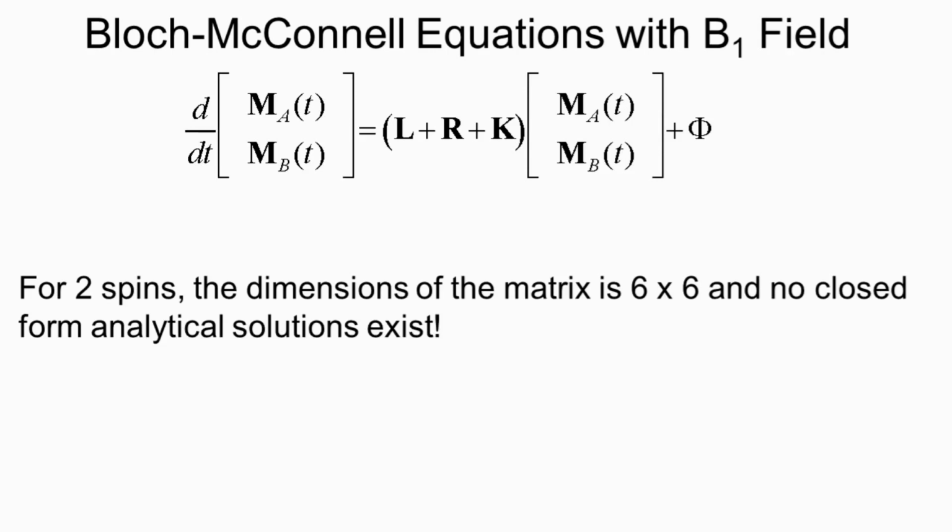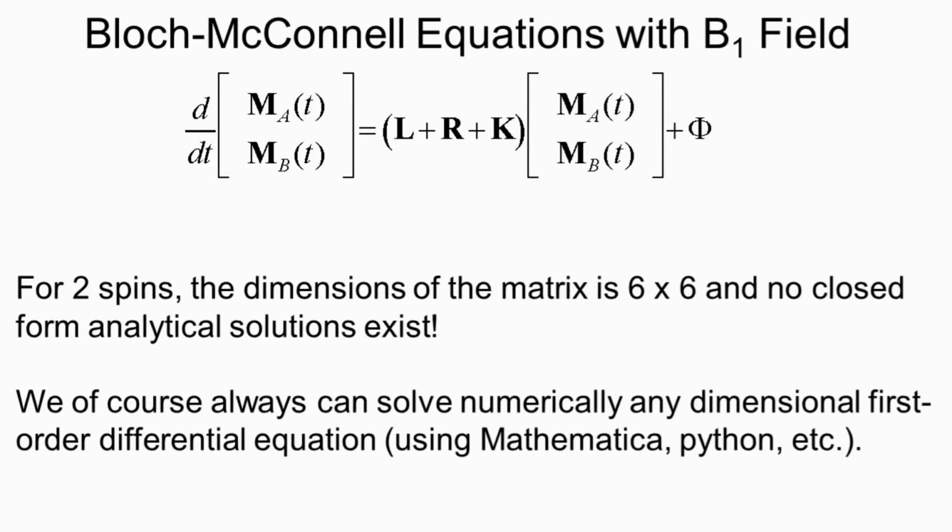So even for 2 spins, the dimensions of the rate matrix are 6 by 6. And in general, there are no analytic solutions in closed form possible. So as an exact solution, there's nothing that can be done other than numerical calculations to whatever precision you regard as necessary. And we can solve this equation, however, using Mathematica, Python, etc., to get numerical results. But we can't get an exact analytic solution the way we could for many of the other problems we've talked about.